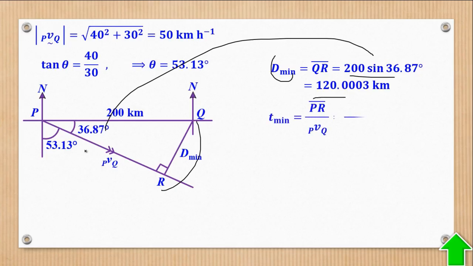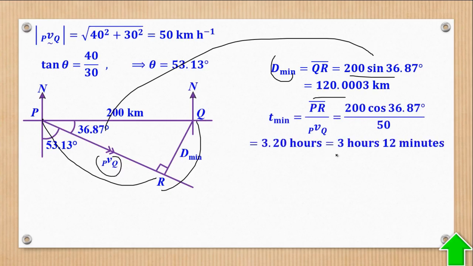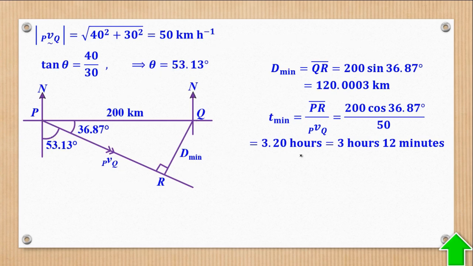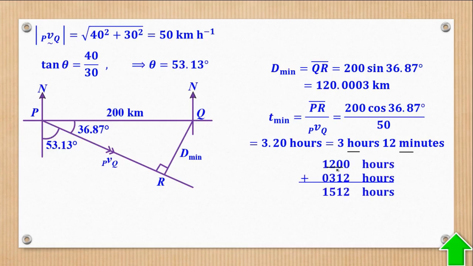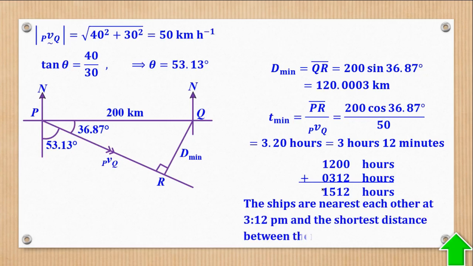Then shortest time, it is PR over this relative velocity to give you this. In hours, then you convert to minutes, so it will be 3 hours and 12 minutes. But remember, I started at noon, so at noon you add on 3 hours and 12 minutes to give you 1512, which is now 12 minutes past 3 p.m. And the distance is that.